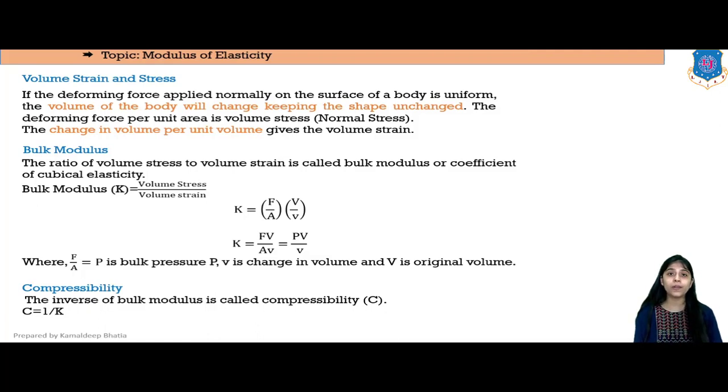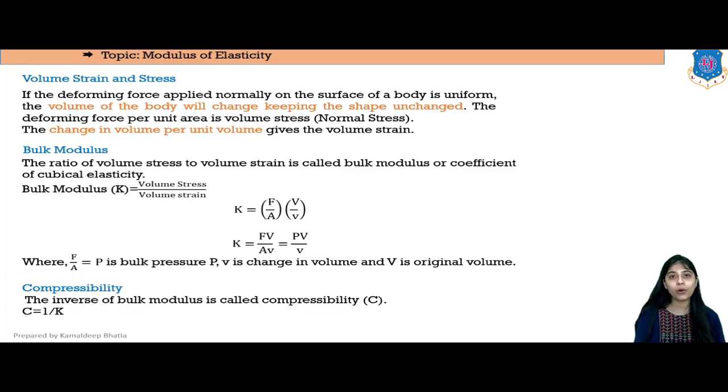So if F be the deforming force applied uniformly and normally to the body, then the normal stress will be F upon A. And if small v be the change in volume produced per unit original volume capital V, then the volume strain will be the ratio of small v upon capital V.